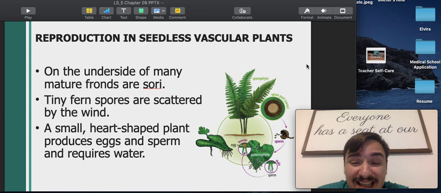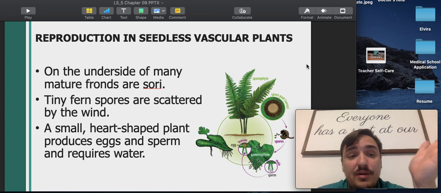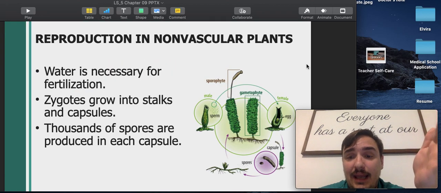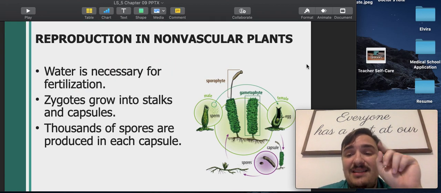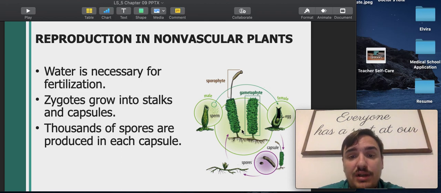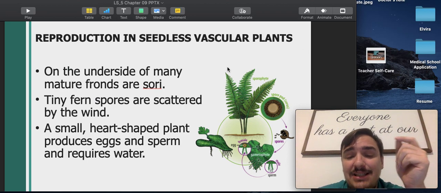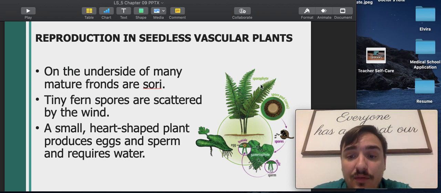Then, seedless vascular plants still do not produce flowers, so they're also going to rely on water. Okay? But the difference between a seedless vascular plant and a bryophyte is that a bryophyte spends a majority of its life in the gametophyte stage. The seedless vascular plant, or a fern, is actually going to spend a majority of its time in the sporophyte stage.